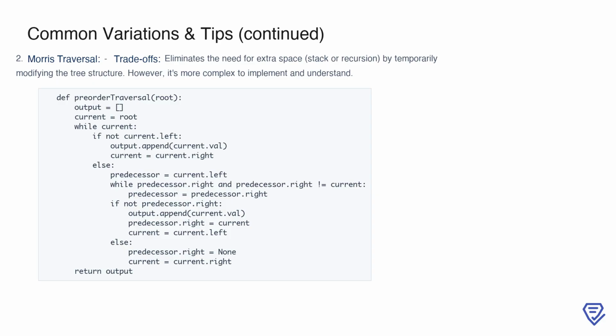For instance, when a node has a left child, you identify its rightmost descendant in the left subtree, known as the predecessor, and create a temporary link back to the current node. This allows you to visit the node later without needing a stack. However, it's essential to restore the tree's structure after traversal to maintain its integrity. While Morris traversal is not commonly required in interviews, knowing this technique can help you stand out by demonstrating your ability to think beyond conventional solutions.